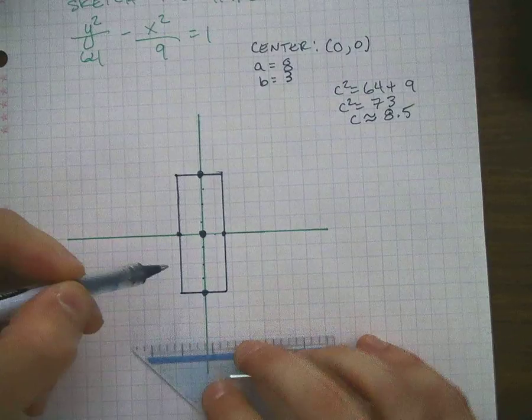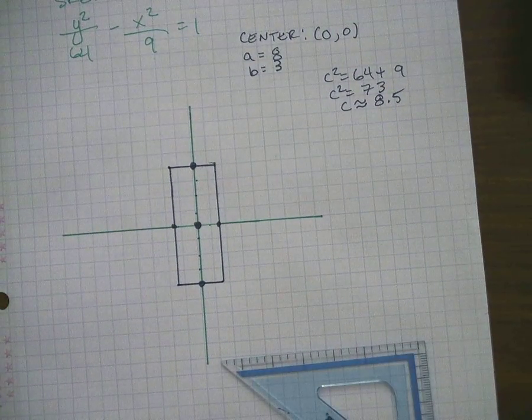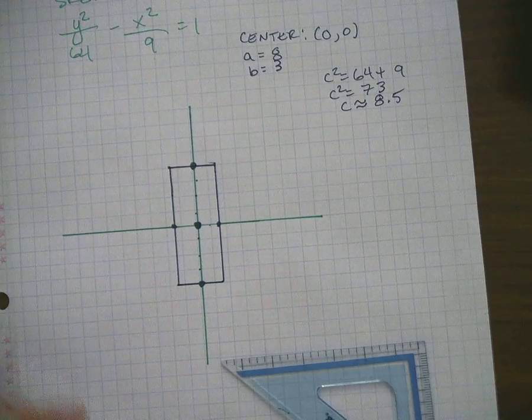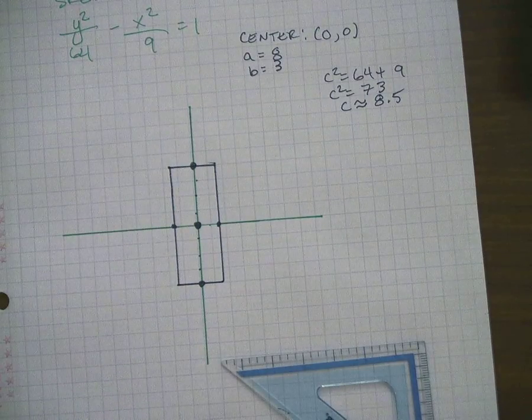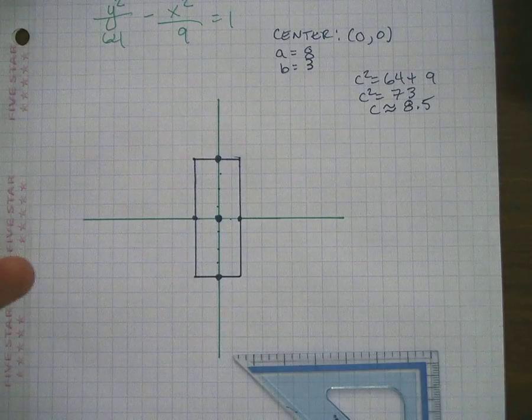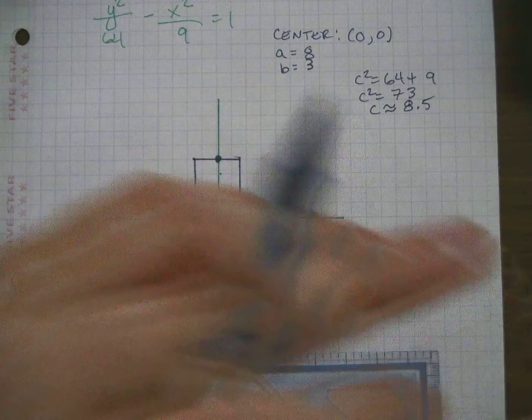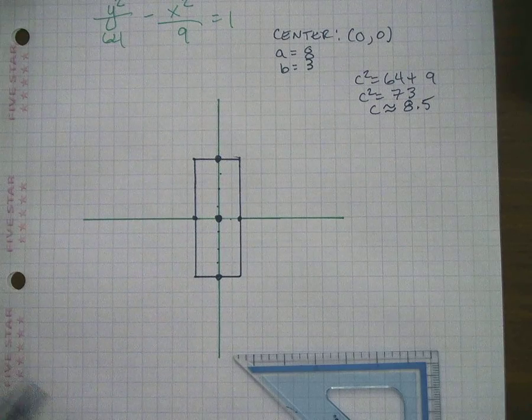Now this is a little bit different from when we did our ellipses because A and B can be bigger or smaller than each other. There is no requirement that A has to be bigger than B. So sometimes you'll get hyperbolas that look like they're off, but they're not. They're actually right, even though the focus might not be on the long axis. It might be on the short axis.